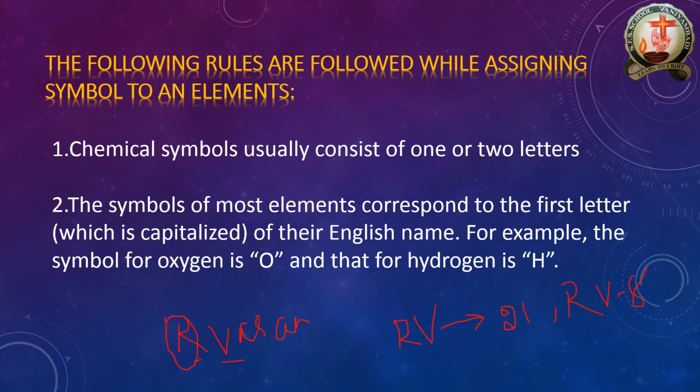Like that, the representation will be going on to an easy method to identify the compound. The symbols of most of the elements correspond to the first letter, which is capitalized, of the English name. For example, the symbol of oxygen is O and of hydrogen is H.